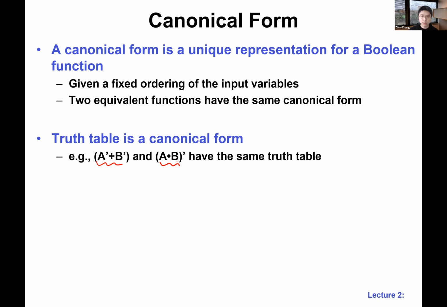So these 2 things are actually the same, by De Morgan. These are the same Boolean functions, although we can write them in many different ways. But if you convert these 2 functions into a truth table, you get something canonical. Both of these expressions will have the same truth table. That's why I call them canonicalized or canonical.